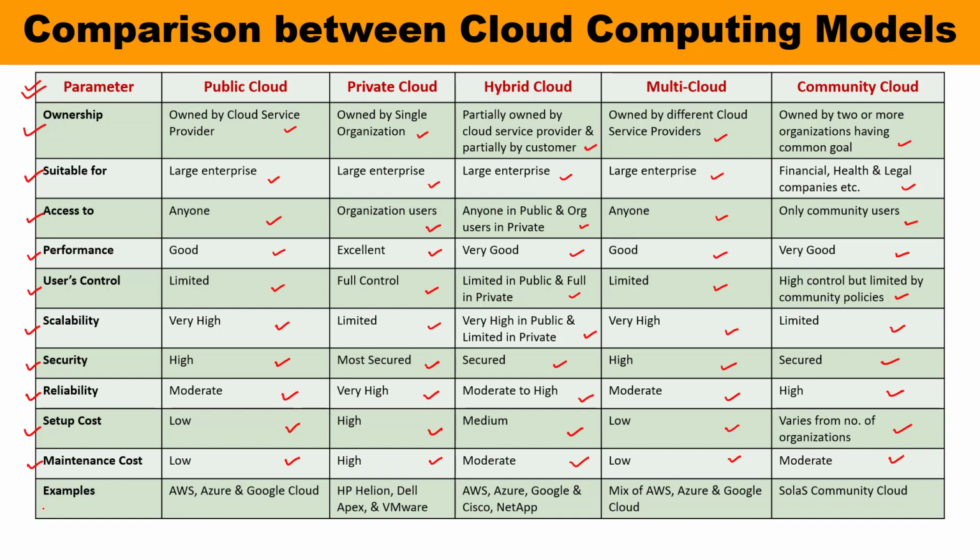And in the last, I've listed some examples of public cloud: AWS, Azure, Google Cloud, and for private, hybrid, multi-cloud, and community cloud. So you must remember some examples of the various types of cloud computing models. I hope now you will be able to explain, define, or differentiate between different cloud computing models on the basis of these parameters.